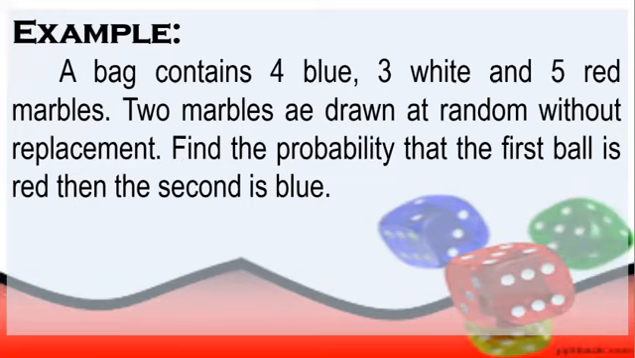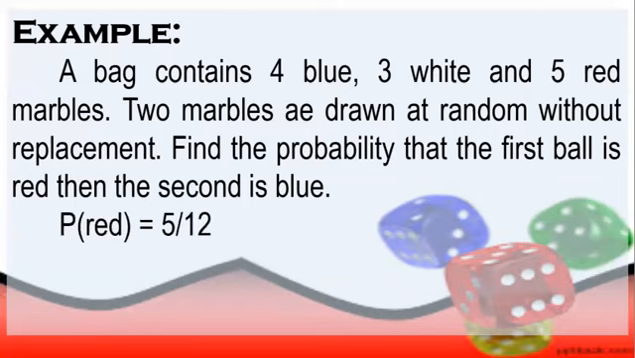So we are going to find the probability that the first ball is red, then the second is blue. So this is almost the same po in our previous example. Ang pinagkaiba lamang po, dun sa unang example natin, meron siyang replacement. So pagkabunot ng bola, ibinabalik. Pero for this example po, pagkabunot po ng isang marble, hindi na po siya ibabalik dun sa bag. Ayan, so this is a dependent event.